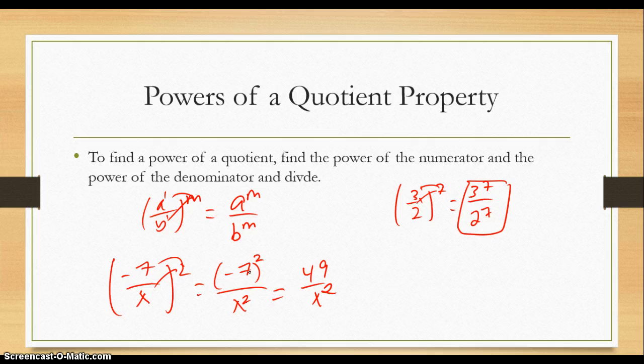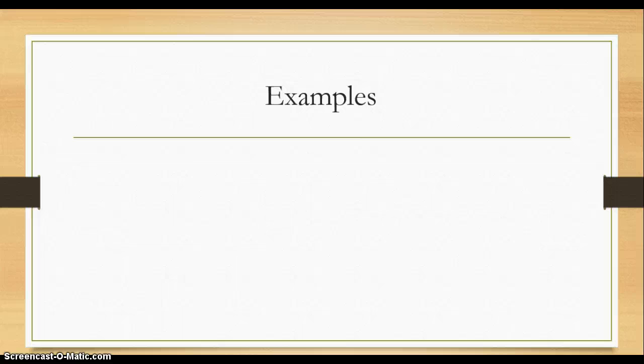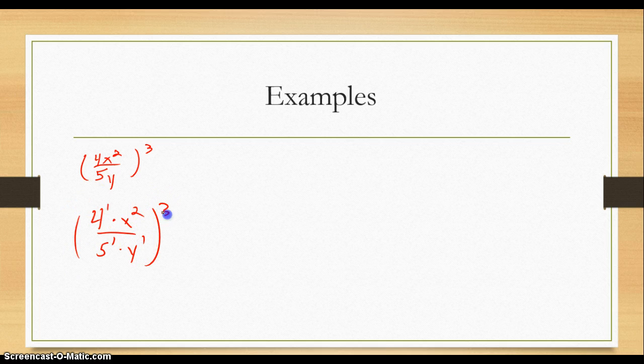Okay. Now, (4x squared over 5y) all to the third power. So realistically, we do have 4 terms here. The 4 to the first times x to the second over 5 to the first times y to the first. And everything to the third power.